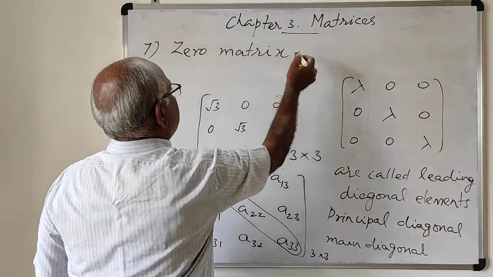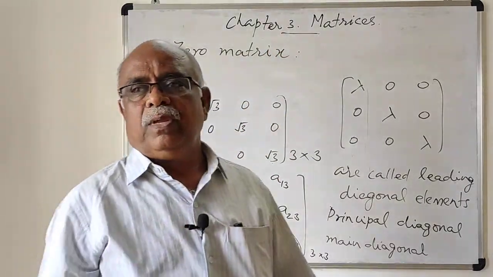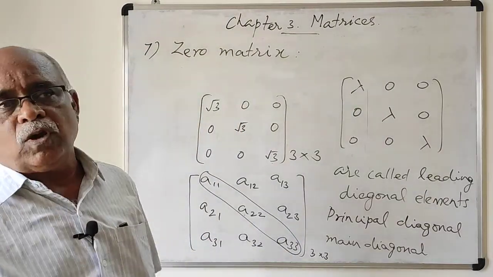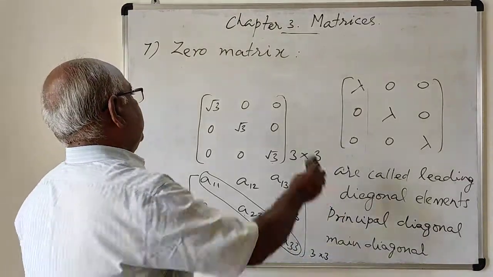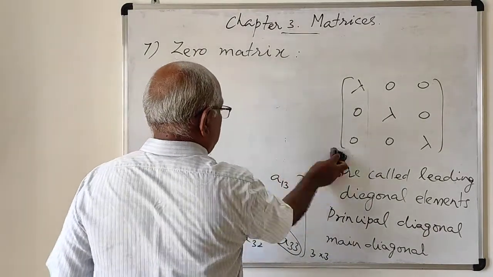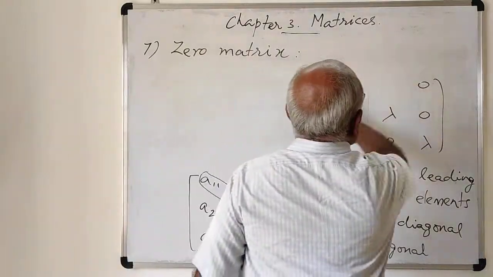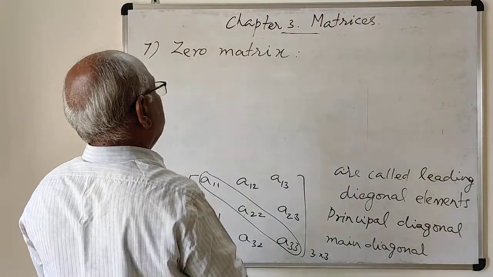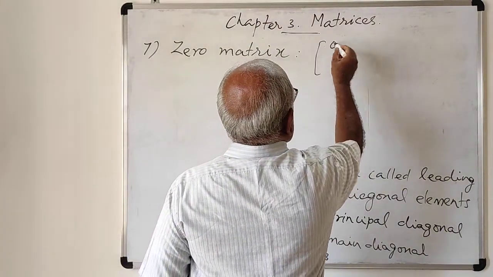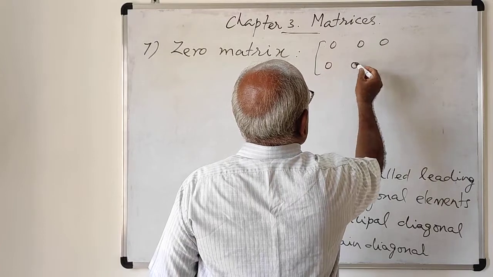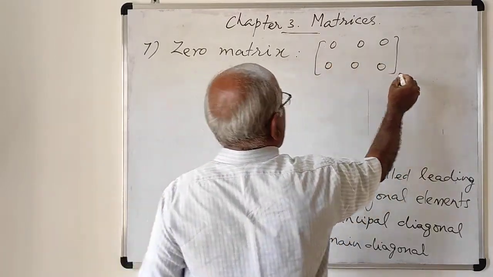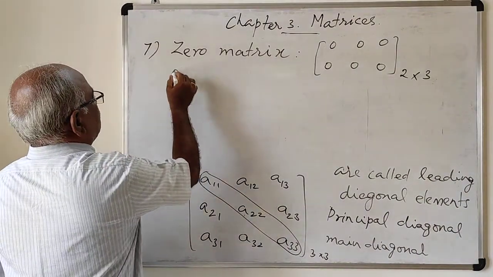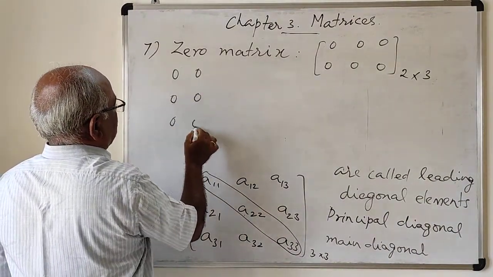It is simple. A zero matrix can be of any order. All the elements are 0. In a zero matrix, if all the elements are 0, then it is called a zero matrix. It need not be a square matrix. It may be of any order, but all the elements should be 0. Example, 0, 0, 0, 0, 0, 0, like that. 2 rows, 3 columns is a zero matrix.